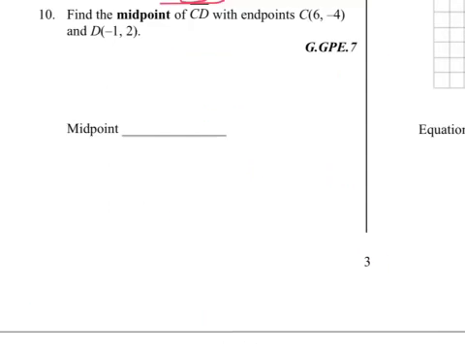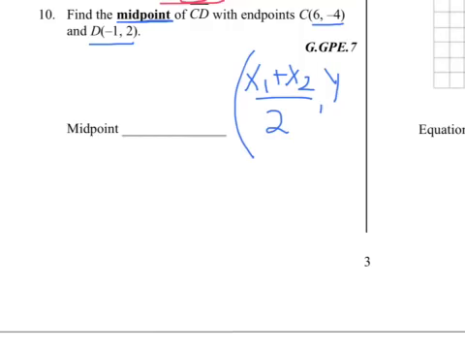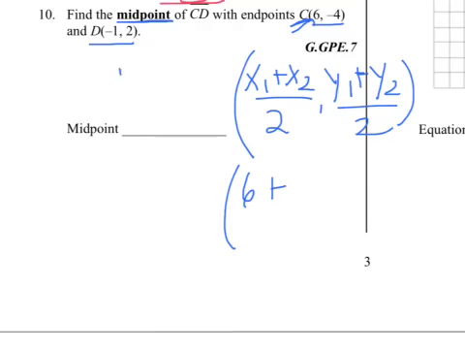In number 10, they ask us to find the midpoint of CD given the two endpoints. Well, the best thing to do, I think, is to use the midpoint formula. That's probably the fastest, and then you don't have to graph anything. So I'm writing the midpoint formula for you real quickly. And basically I'm going to take the x-coordinate, which is 6, the other x-coordinate, which is -1, and we need to find the average of those. So we add those together and divide by 2.